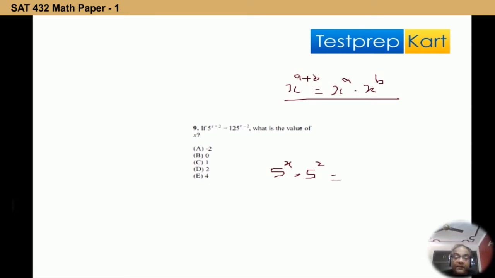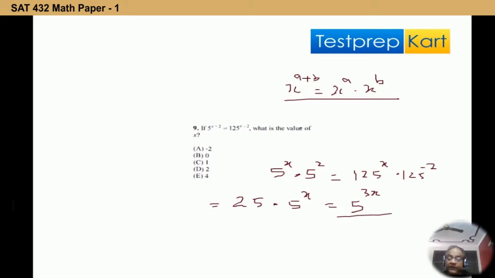Again, using the same logic, we can write it as 125 raised to the power x into 125 raised to the power minus 2. Now this will be equal to 25 into 5 raised to the power x. Right? Now what is 125? This is again 5 raised to the power 3. And therefore this will be 5 raised to the power 3x divided by 125 square. I can take this 125 raised to minus 2 in the denominator.